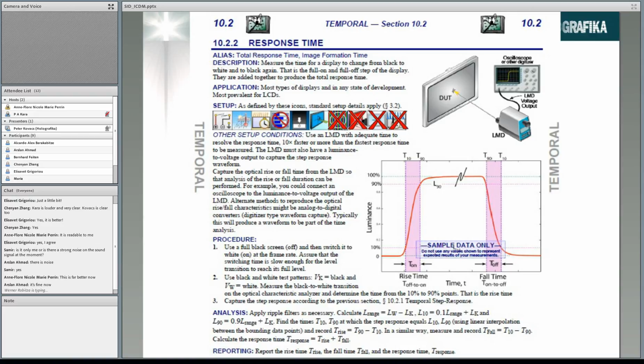I can see there is a question coming. Yeah. What is the temporal resolution of LMDs?